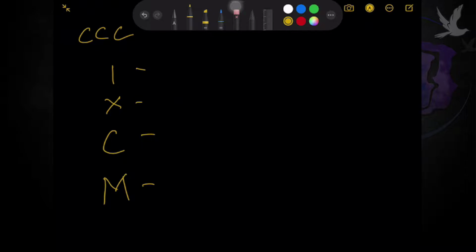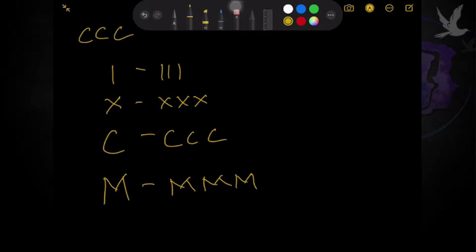Okay. You can actually repeat them up to 3 times lang. So for example, ang 3 is 1, 2, 3. Ang 30 is 1, 2, 3. Ang 300 is 1, 2, 3. Ang 3,000 is 1, 2, 3. Which means, hanggang 3 lang talaga.